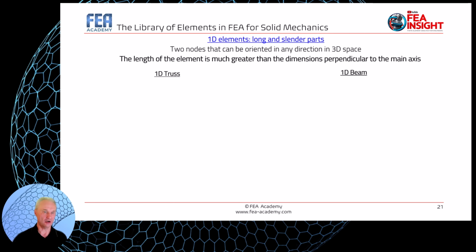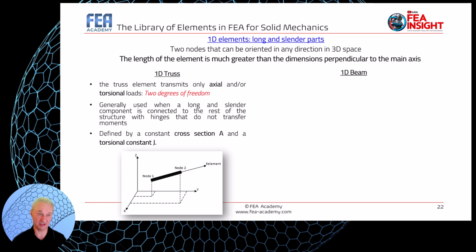1D elements are long and slender parts, used to model long and slender parts. They have 2 nodes that can be oriented in any direction in 3D space, and the length of the element is much greater than the dimensions perpendicular to the main axis. They can be 1D truss and 1D beam.